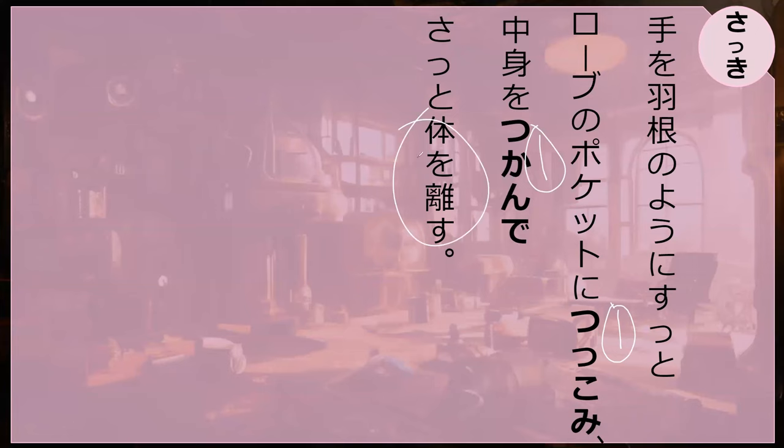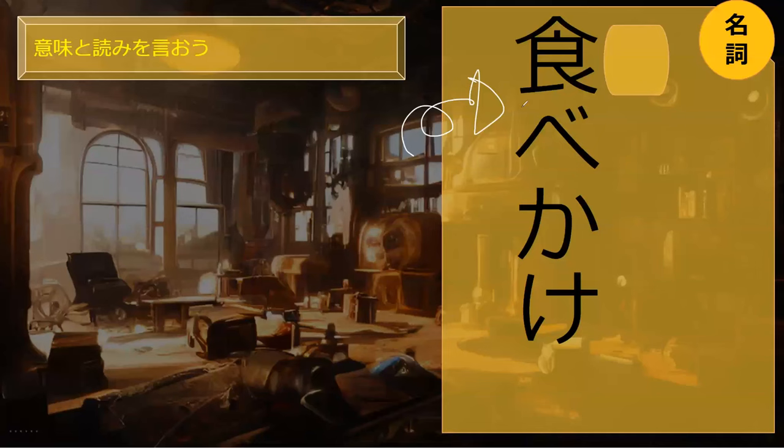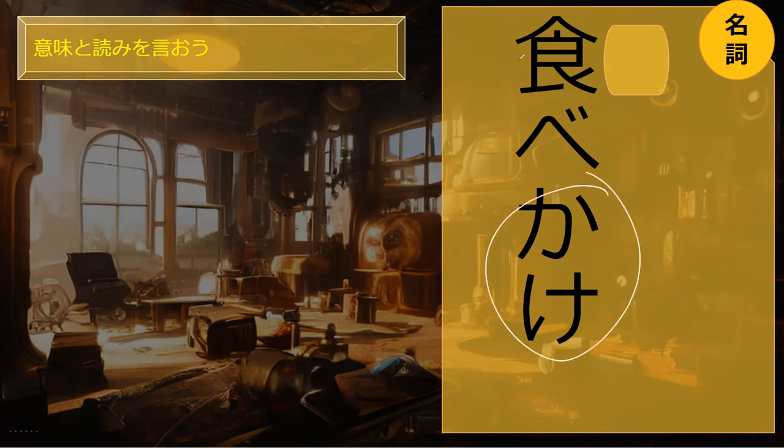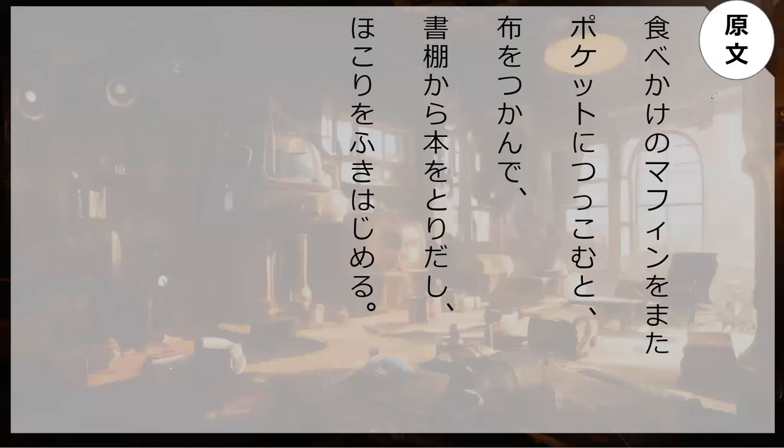Can you read this word for me? The word is karada o hanasu. Let's go look at that first kanji. Tabekake. What was this delay on your end? Haha, slow internet. Tabekake, kake means leftovers. So kake is just leftovers of food, like crumbs and stuff. So let's go read the line from the book.